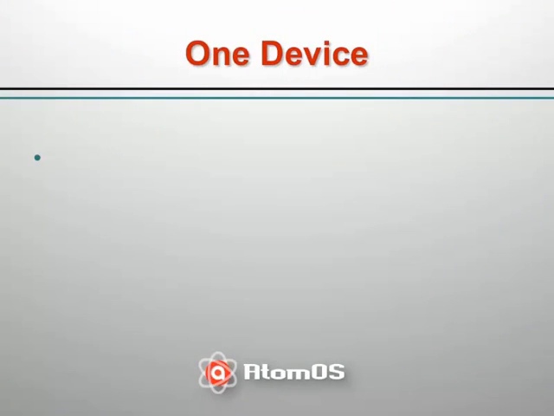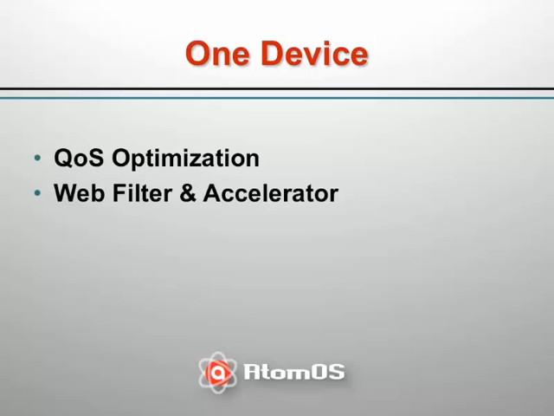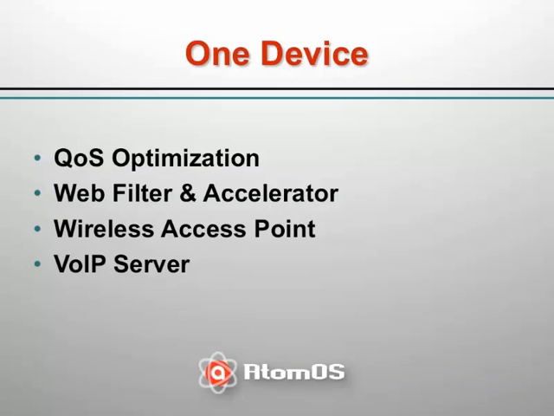Acme Fabrications now has a gateway device configured that optimizes their bandwidth, protects their users from harmful and inappropriate content, allows wireless connectivity, provides a full-featured voice over IP PBX, and performs stateful firewall blocking, all in one device.